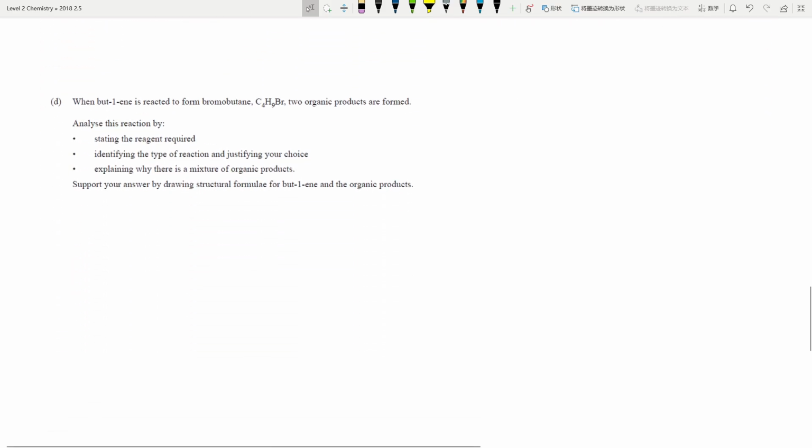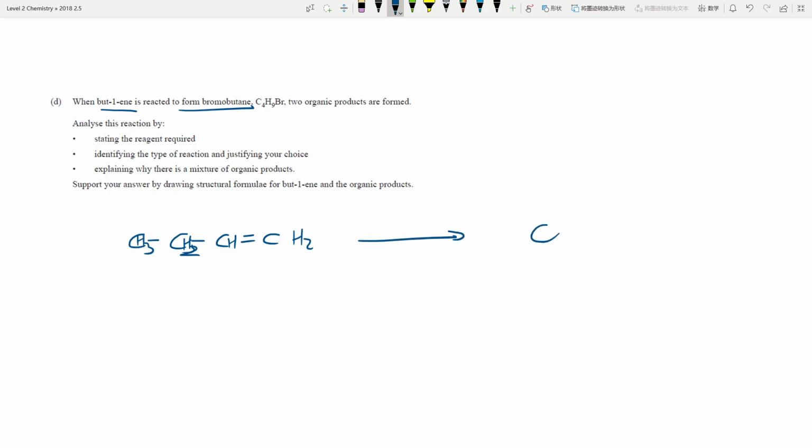Okay, next one. When butene reacts to form bromobutane, two organic products are produced. So let's draw them first. So first things first, butene. This is butene, CH2. And when reacted to form C4H9Br, the only possibility for that to happen is that you add HBr.